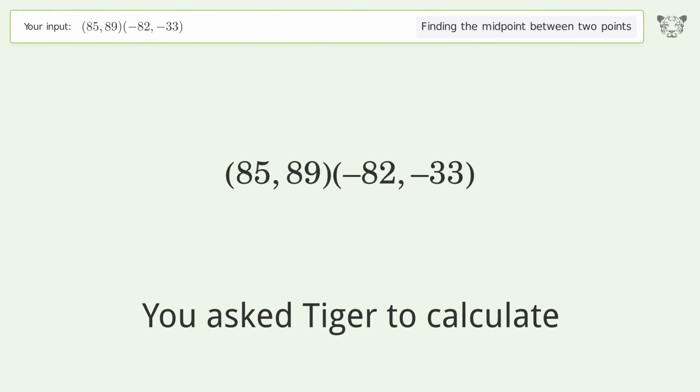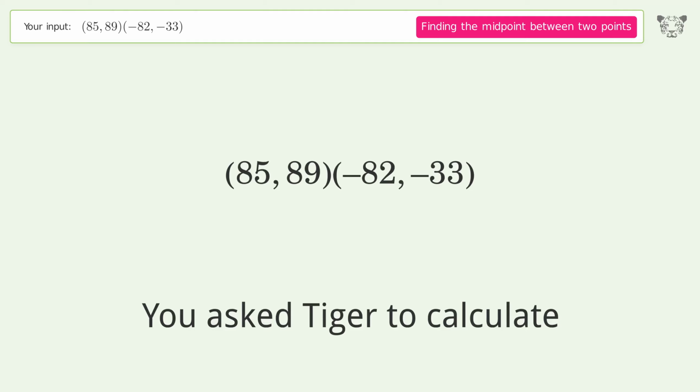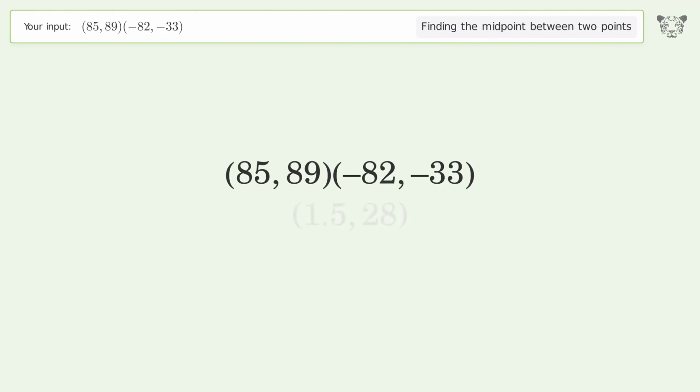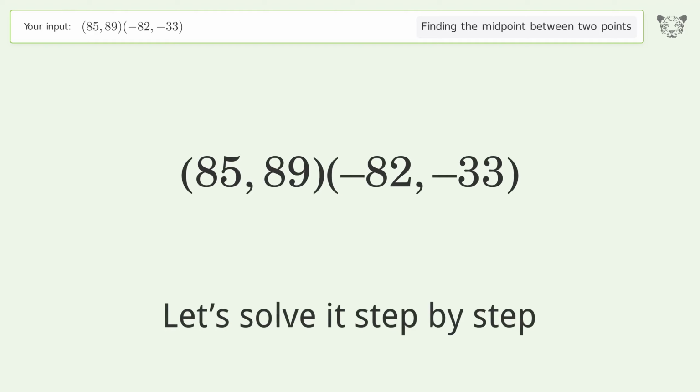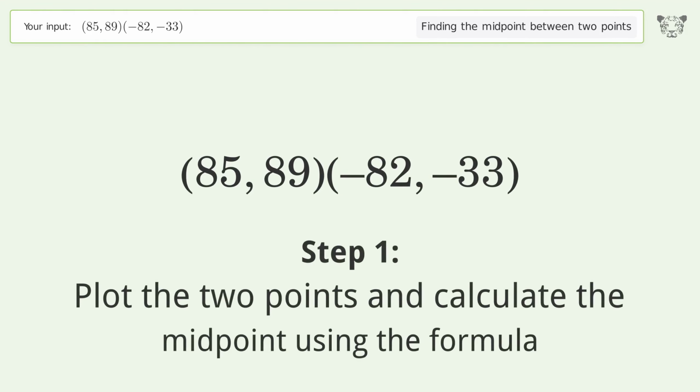You ask Tiger to calculate. This deals with finding the midpoint between 2 points. The midpoint between the 2 points is 1.5, 28. Let's solve it step by step. Plot the 2 points and calculate the midpoint using the formula.